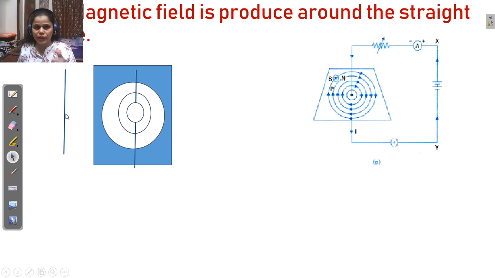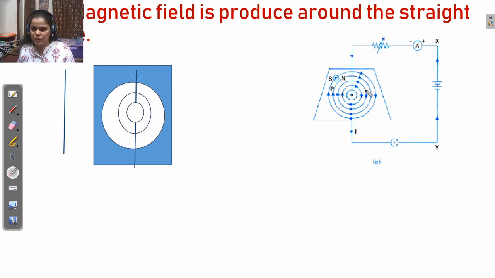So first is a straight line. Observe this picture. When the wire is straight and no current is flowing through it, no magnetic field is produced. But when current flows through this wire, which I indicate by this arrow, a magnetic field is produced, and these are the concentric circles around this straight conducting wire.